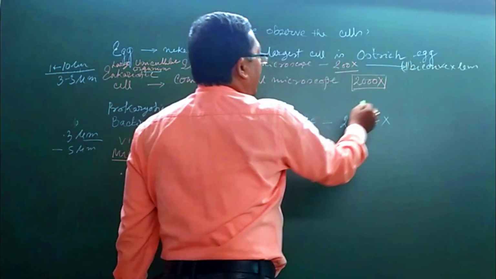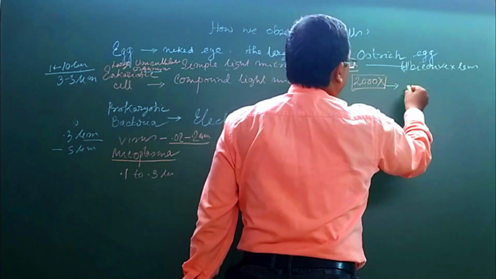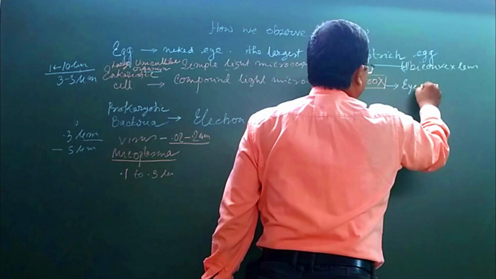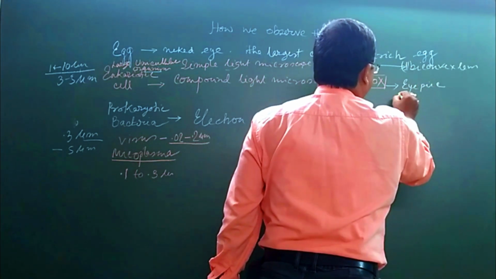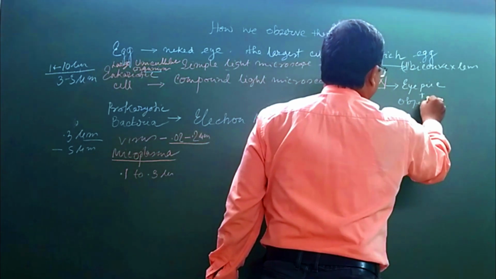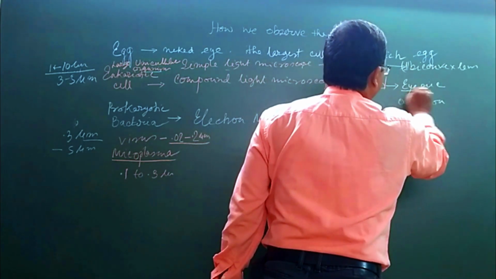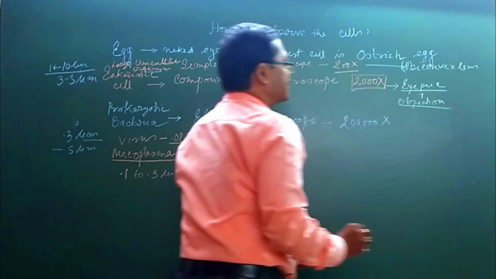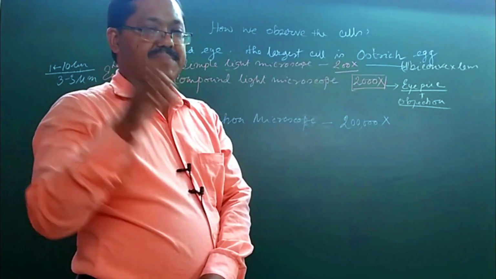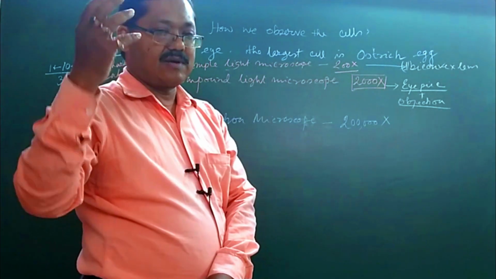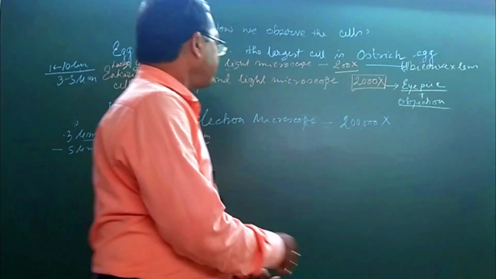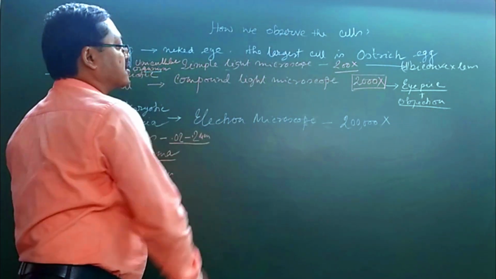Here two types of biconvex lens are used. One type of lens is used in the eyepiece, and the second type of lens is used in the objectives. In both areas, several convex lenses are arranged in a specific manner for the proper magnification. And third is the electron microscope.